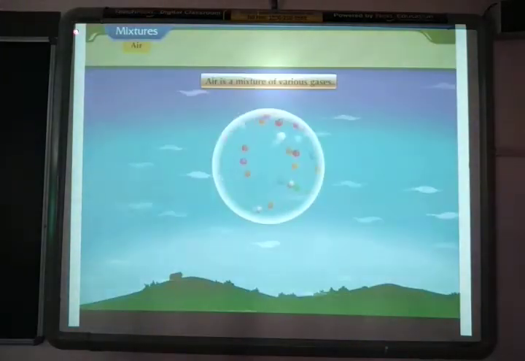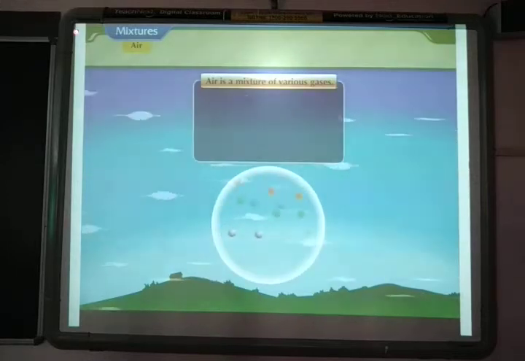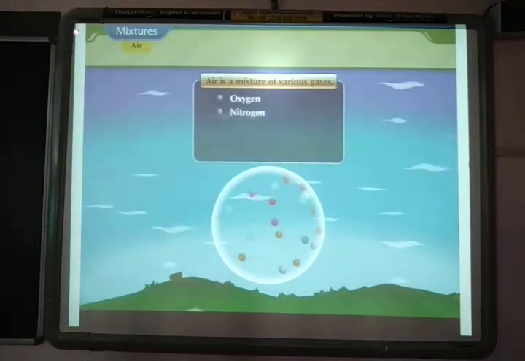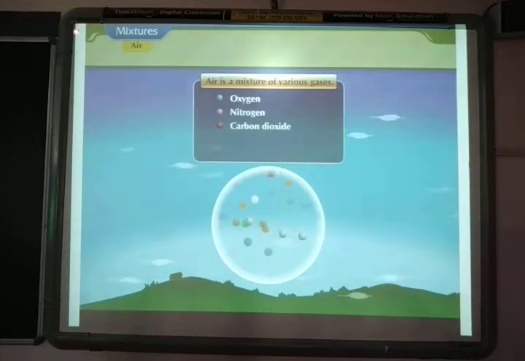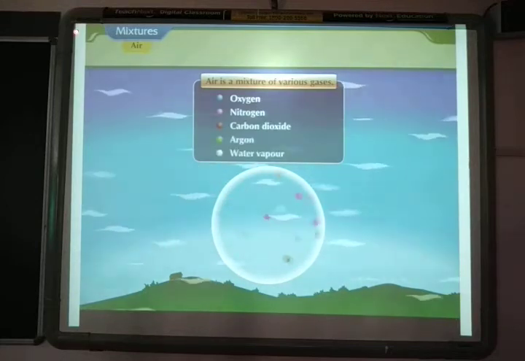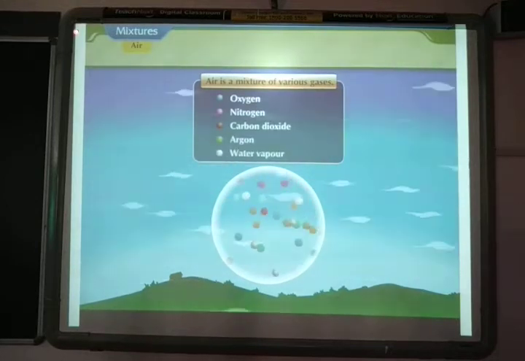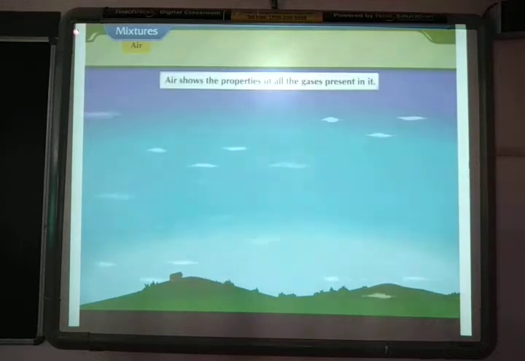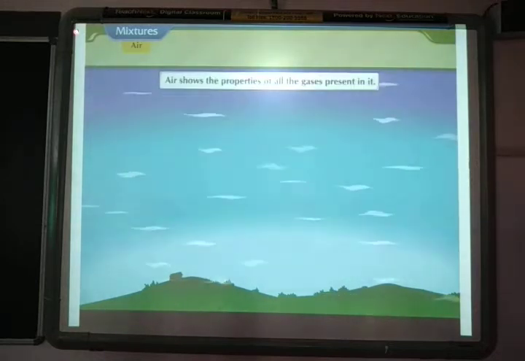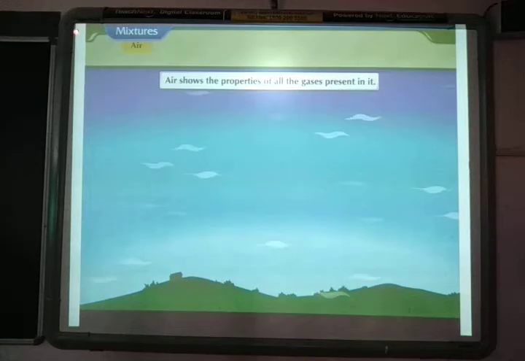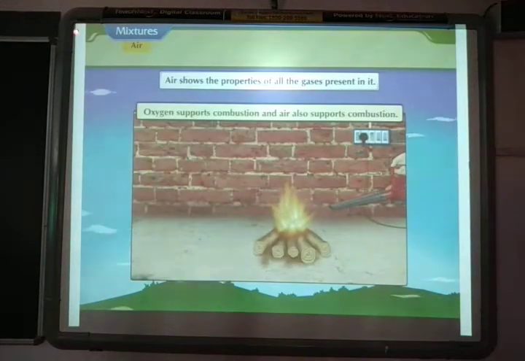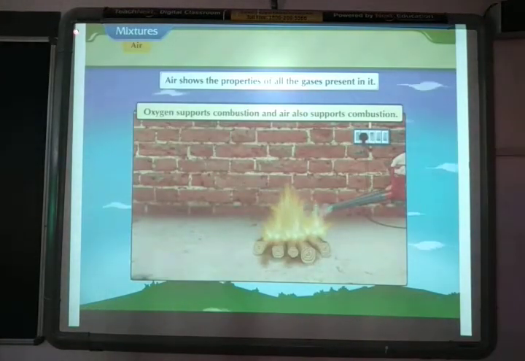Air. Air is a mixture of various gases like oxygen, nitrogen, carbon dioxide, argon, water vapor, etc. Air shows the properties of all the gases present in it. For example, oxygen supports combustion and air also supports combustion.